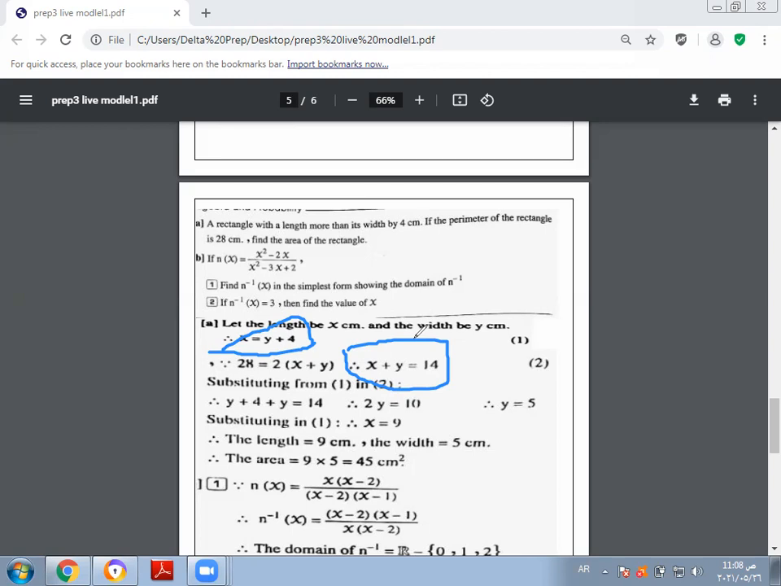We can find the value of x by using the first equation. x equals y plus 4, so x equals 5 plus 4, which is 9. So the length is 9 and the width is 5. We find the area. We know that the area of a rectangle is length multiply width. It will be 9 multiply 5, which is 45.